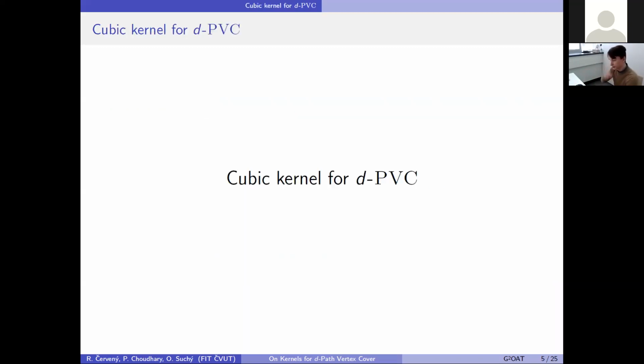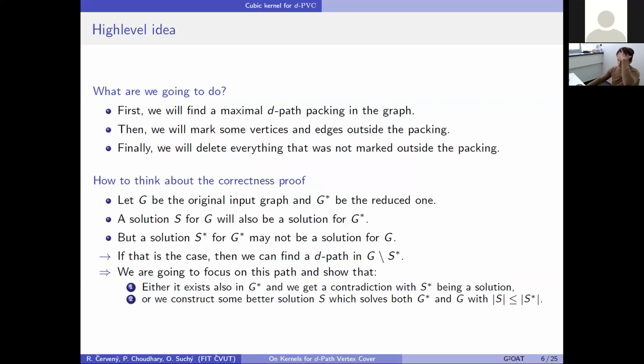So let's start with the cubic kernel for d-PVC. What are we going to do? The high-level idea is, first we will find some maximal d-path packing in the graph. A maximal d-path packing is some set of disjoint d-paths in the graph. And then we will be marking some vertices and edges. And finally, we will have only one reduction rule: delete everything that was not marked outside the packing. So that's simple, right?